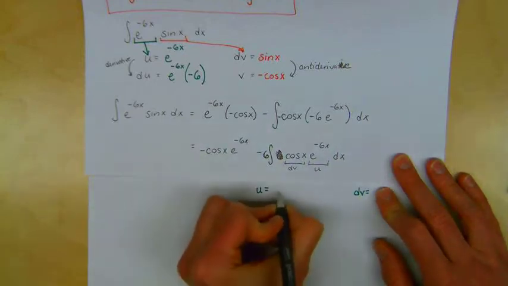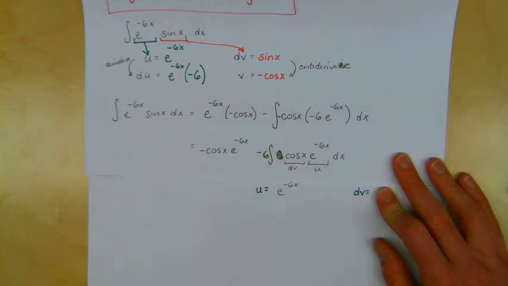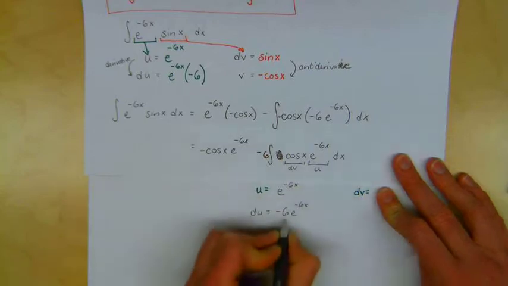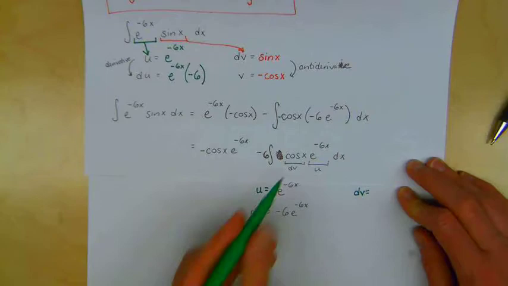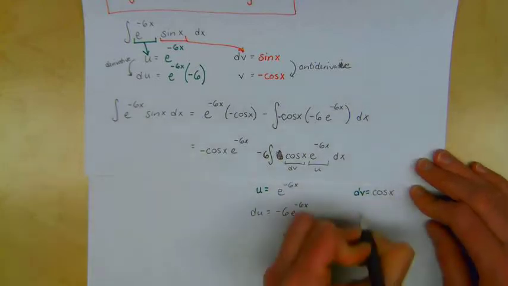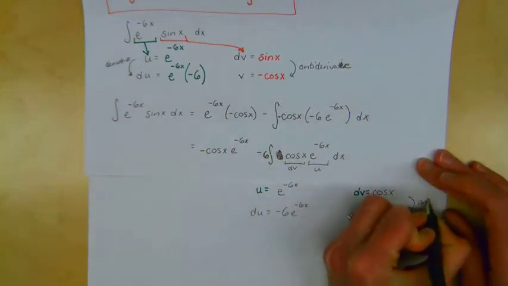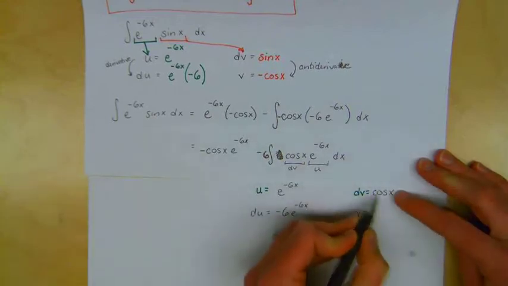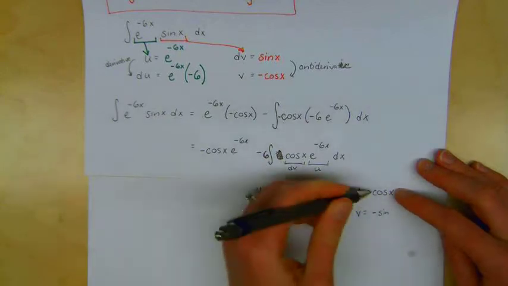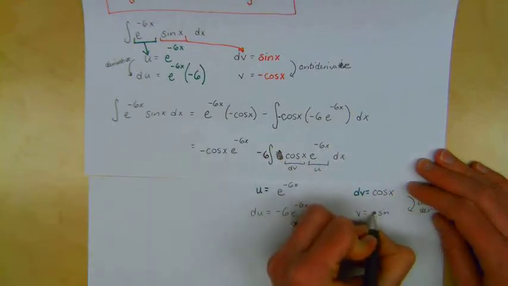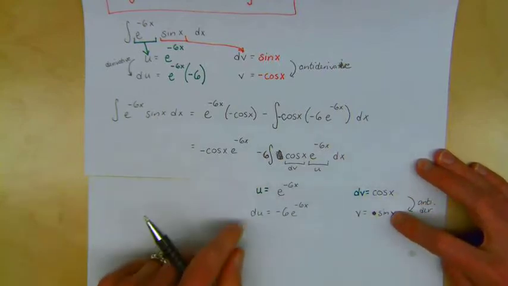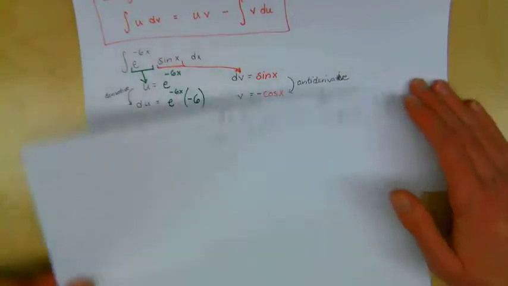So u is equal to e to the negative 6x. du is the derivative of that, which is negative 6 e to the negative 6x. Again, that's the chain rule. My dv piece is cosine x. So I'm going to take the antiderivative. What's the antiderivative of cosine? The derivative of sine is cosine, so the antiderivative of cosine is just regular sine, sine of x.